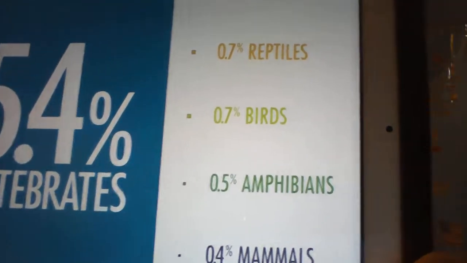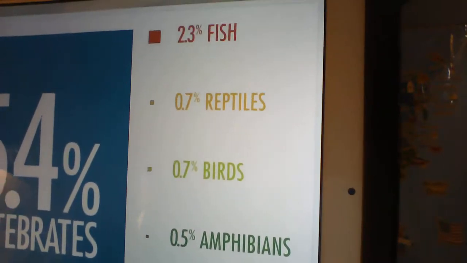95%. That's a lot. Look at those other numbers. Those are pretty small. When you think about it, only 2.3% is fish. That's actually larger than any of the others. 0.7% of animals are reptiles. 0.7% are birds. 0.5% are amphibians. And then 0.4% are mammals, where all the humans fit in, right? So that's just a teeny bitty little speck.